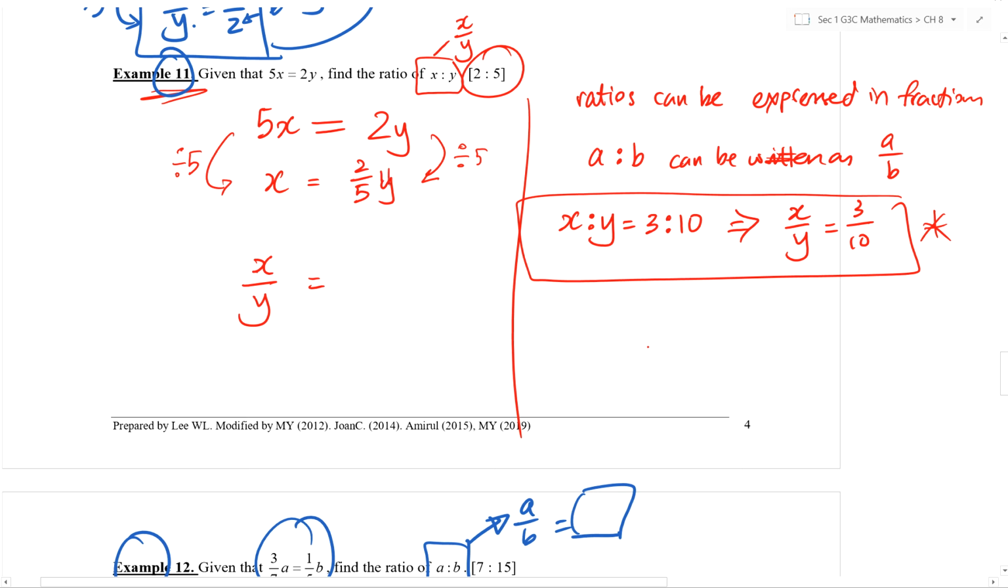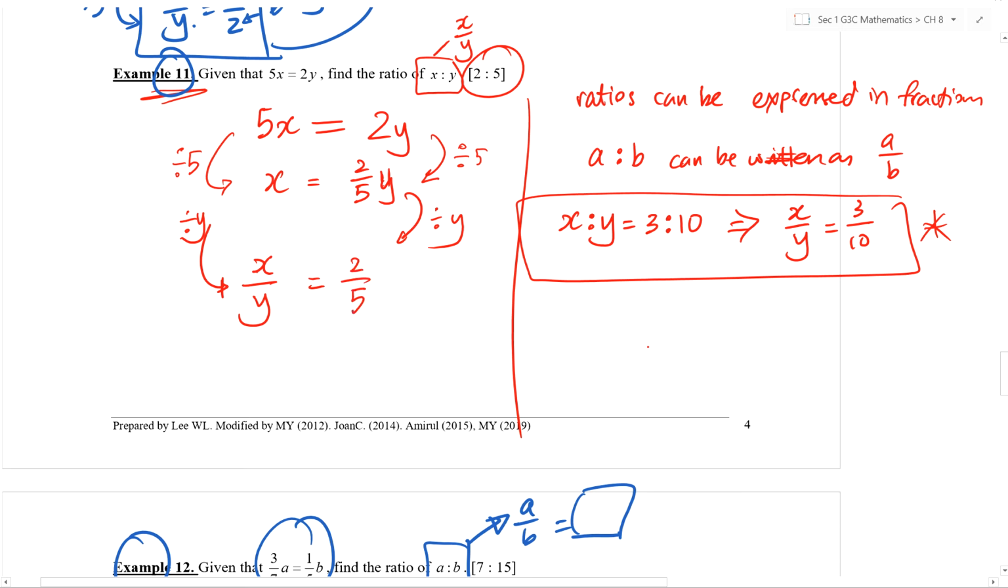Okay, now I want x over y. I only have x. What should I do next? Divide by y. So we get x over y all the way down to the next line already. X over y will now be equal to 2 over 5.